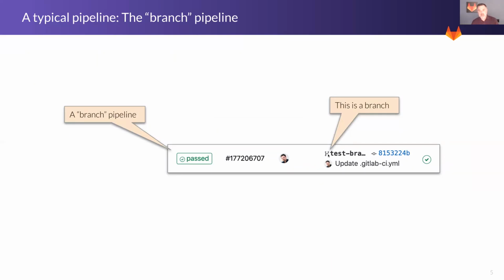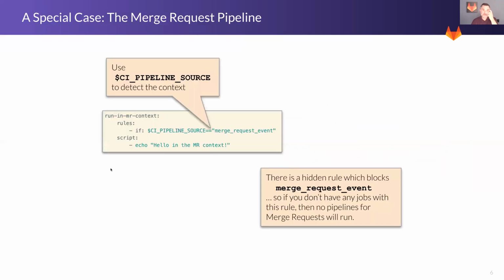It has a branch icon and the name of a branch. This is your normal pipeline that runs most of the time when you change code within GitLab. Whether you're in master or you're in a feature branch, doesn't matter. You get these branch pipelines all the time.